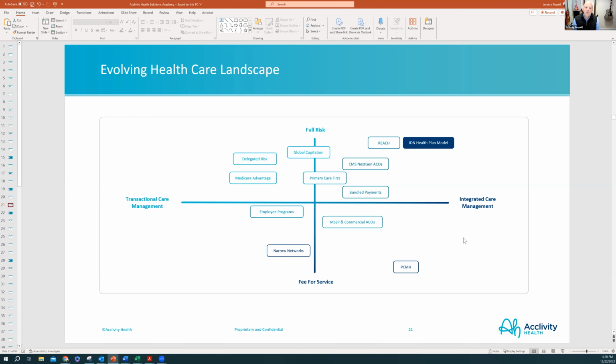As you move further left towards transactional care, or further down on this chart, you will see that you start moving into things that also are Medicare models. So NextGen was a Medicare model.